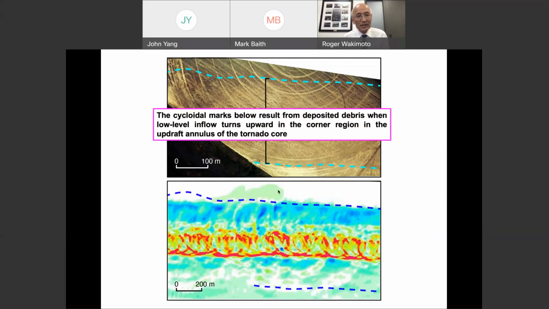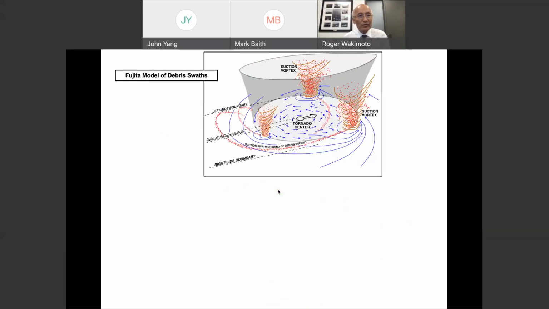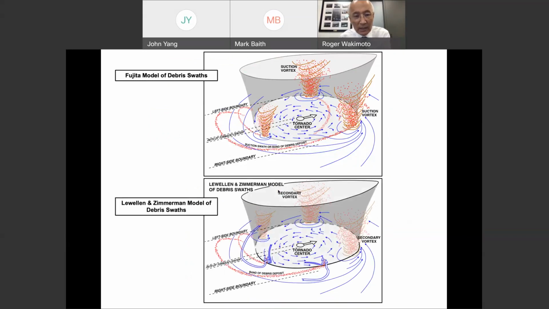Now that may be a little hard to process, so rather than repeat it and talk about every individual word, I created a schematic model that I think does a better job. First, let me show you Fujita's model, and I already went through it, so I think it's pretty obvious. But now I created this schematic model to try to explain Dave Lewellen's model, and he was working with his student, Mike Zimmerman. It shows the vortices, but these vortices are not creating the cycloidal swath marks. In Dave Lewellen's model, this is what he meant by the updraft annulus at the tornado core. These debris swaths are being created unrelated to these suction vortex marks. They're being created right along the tornado core.